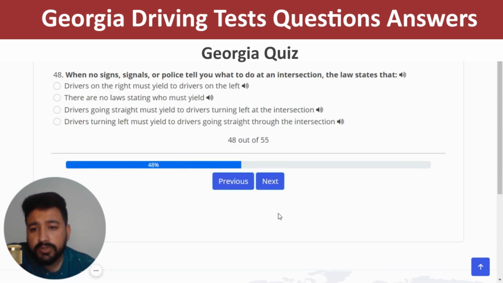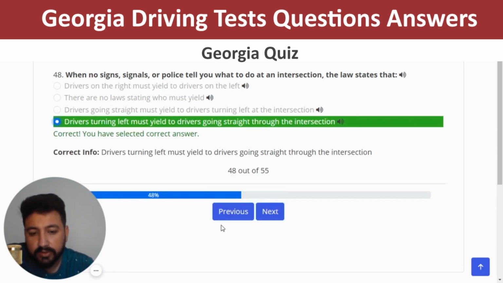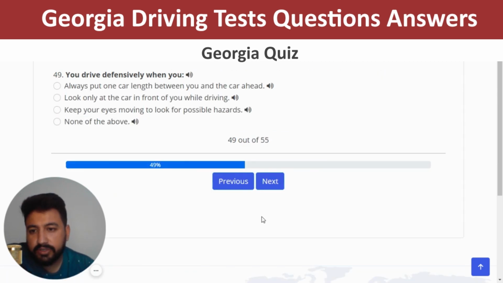Correct. And next. When no signs, signals, or police tell you what to do at an intersection, the law states that, so the last one is the right one, which is drivers turning left must yield to drivers going straight through the intersection. So last option, you have selected the right one. And next. You drive defensively when you keep your eyes moving to look for possible hazards, which is the third one, and this should be the right one.